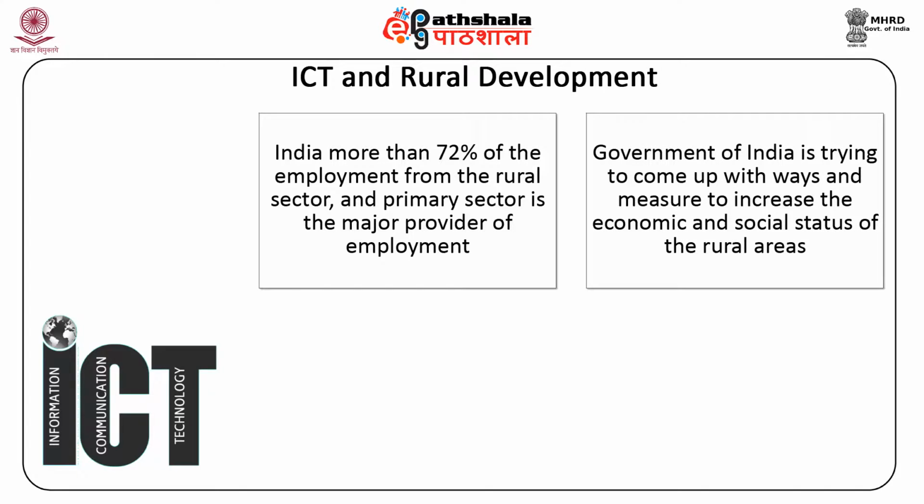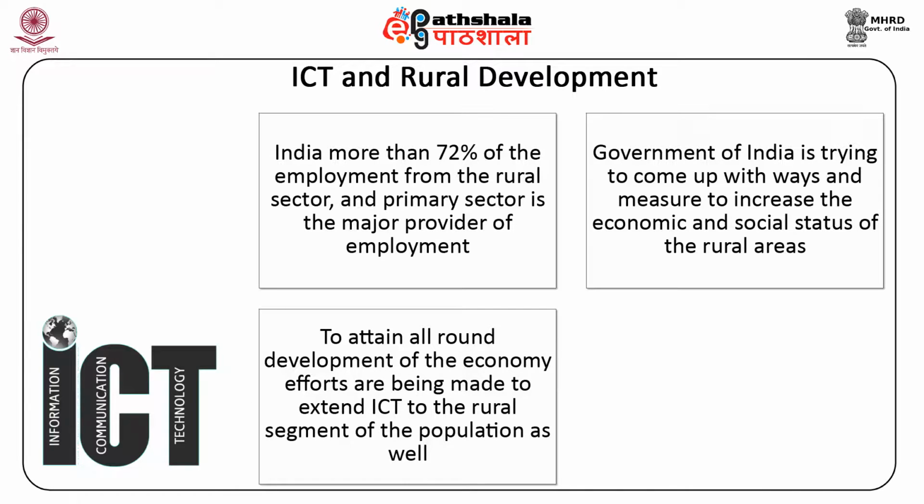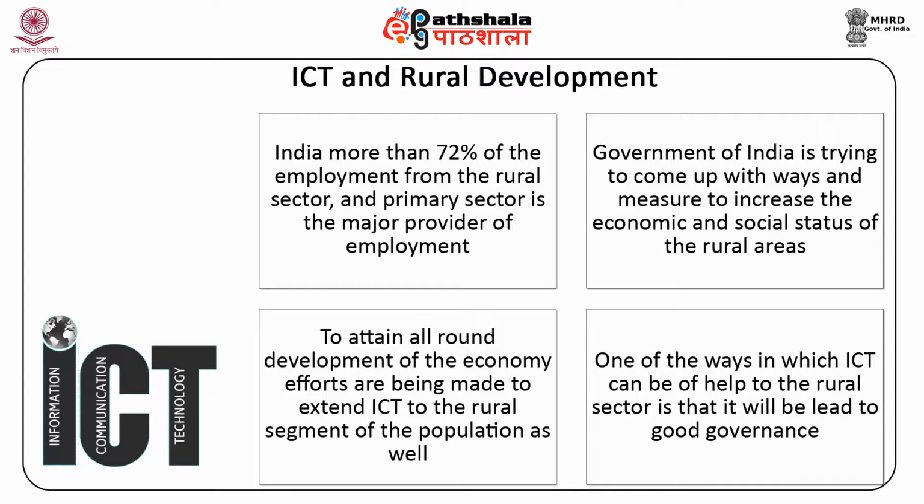Government of India is trying to come up with ways and measures to increase the economic and social status of the rural areas. To attain all-round development of the economy, efforts are being made to extend ICT to the rural segment of the population as well. Only then development would be attained in its true sense. There are many ways in which ICT can facilitate rural development. One of the ways in which ICT can be of help to the rural sector is that it will lead to good governance.